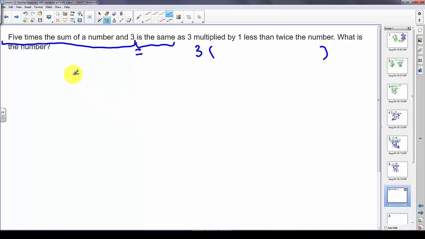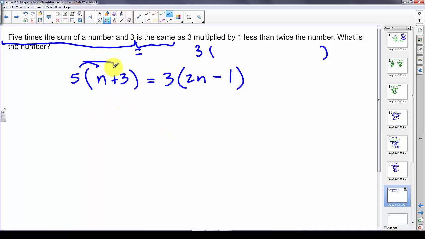So we take 5 times the sum of a number and 3. So some number, we don't know what it is, let's call it n, and 3, that's adding, is the same as 3 multiplied by 1 less, so that's subtracting 1, then twice a number. There's that same number, but 2 times it, because that means twice. So here's our equation.